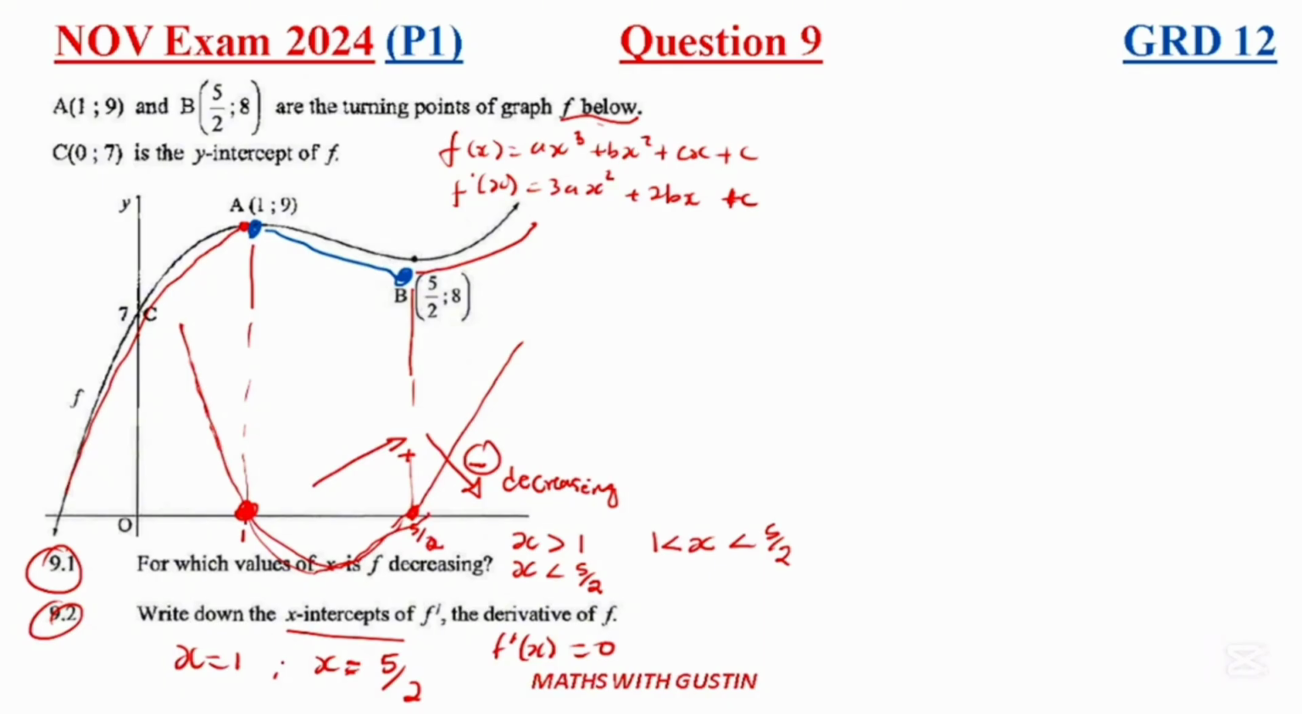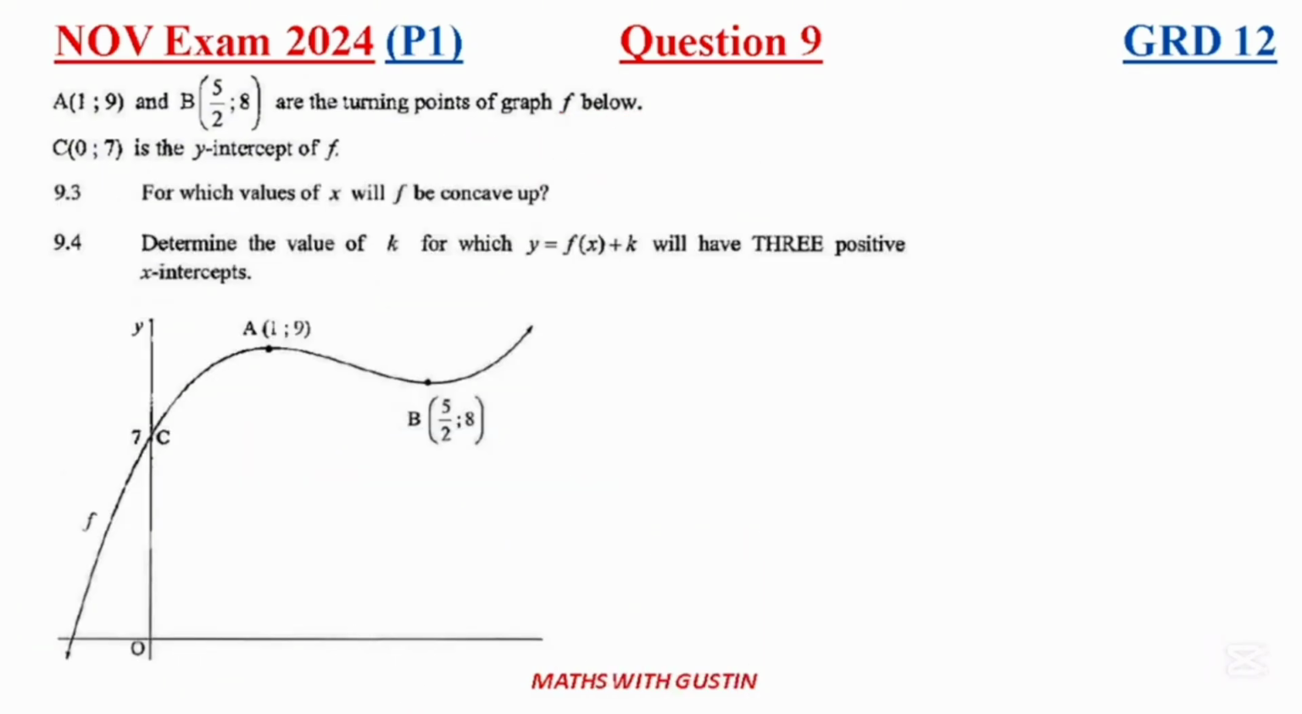Now let's move on to 9.3. It says, for which values of x will f be concave up? Let's have a look at this one. Starting from here, just by looking at it, this is concave down, guys. It is concave down up until a certain point here. After this point, the graph starts to concave up like that.